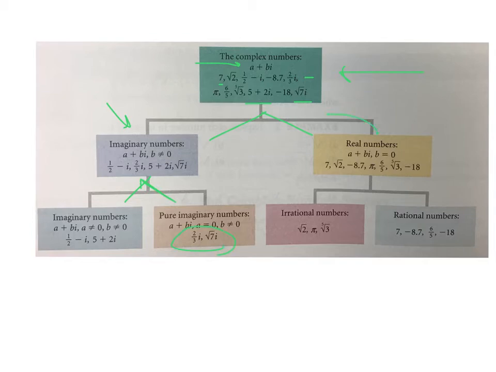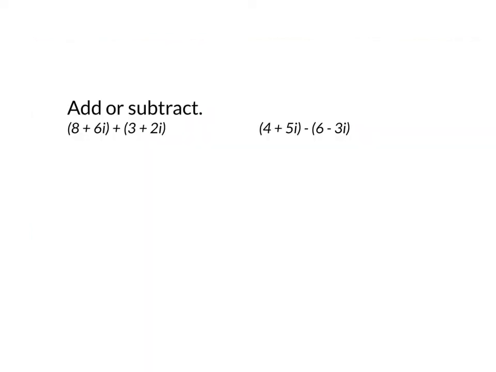Real numbers, we've talked about these already this year. Real numbers are when your b is 0, there is no imaginary part, and you can break down reals as irrational and rational, and that keeps going down to integers and whole numbers and natural numbers. It just keeps on going. But what I want you to get from this slide is every single number is a complex number.